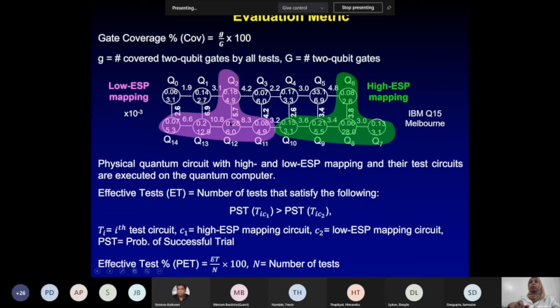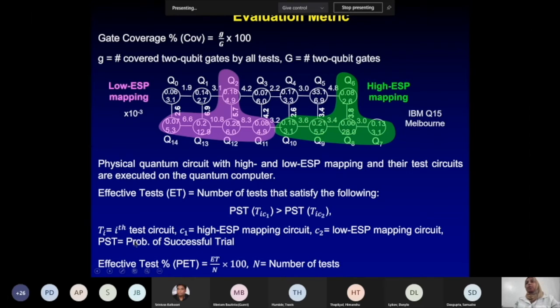Then we introduce the same set of test points to both physical implementations of the same circuits, and we execute these test circuits on the quantum computer. And so we compute what we call the number of effective tests. Here we look into how many of these test circuits, in which the high ESP mapping physical implementation of that test circuit gives you a higher success probability than the low ESP mapping circuit. And so using this number, we can compute the percentage of effective tests.